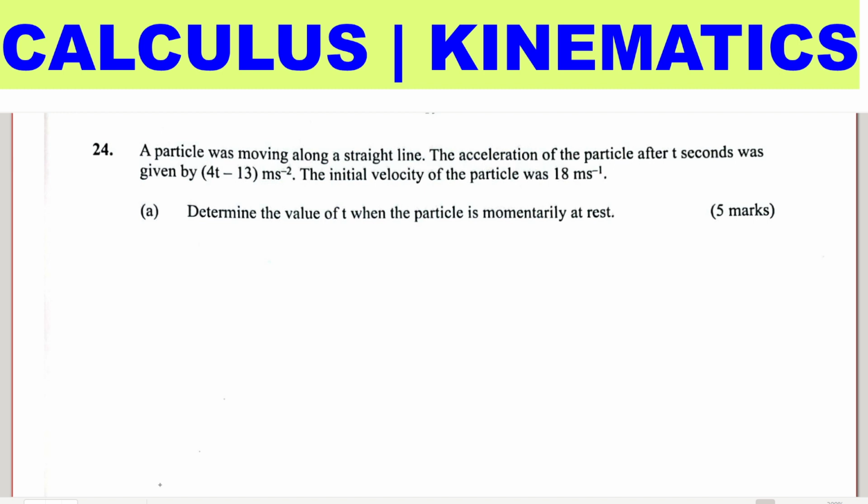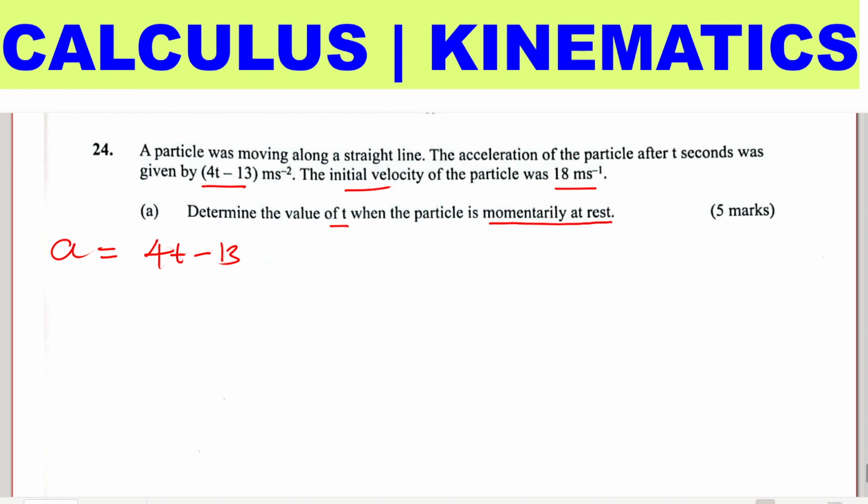Look at what you're given. The acceleration of the particle was given by this. So acceleration, which is a, is given by 4t minus 13 meters per second squared. And you're given the initial velocity as 18 meters per second. So we're supposed to determine the value of t when the particle is momentarily at rest. The keyword here is: when the particle is momentarily at rest.